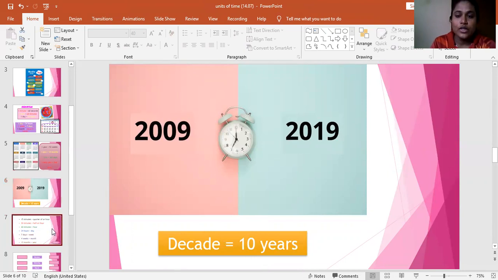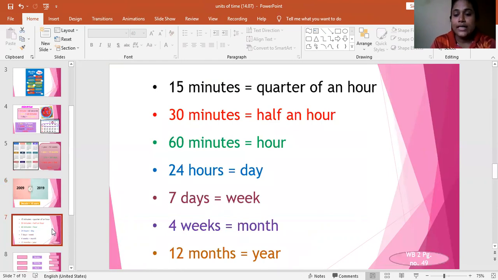And let's move to our activity. It is on page number 49, Workbook 2, page number 49. There you have to match these things. By looking at this, you can do your activity.